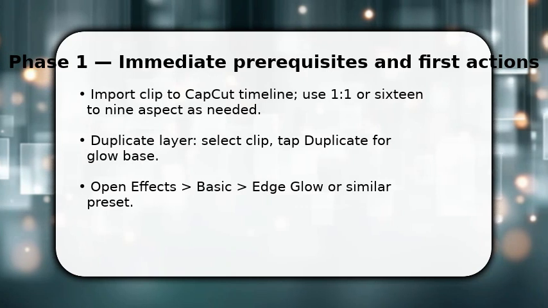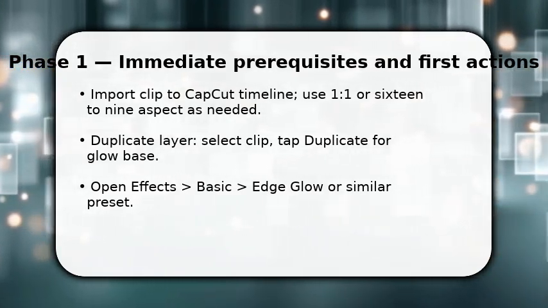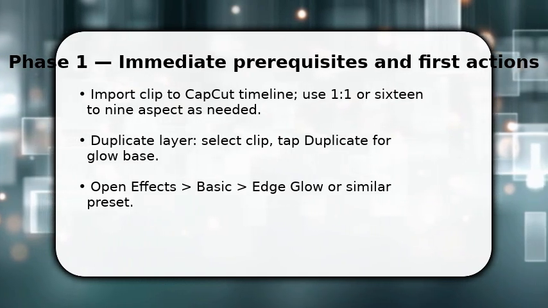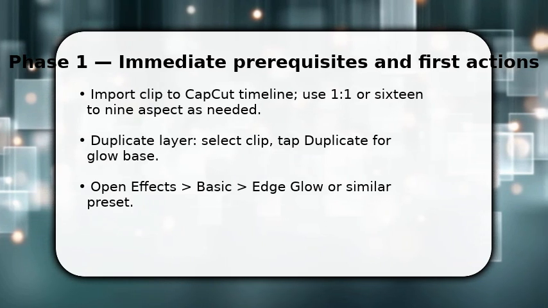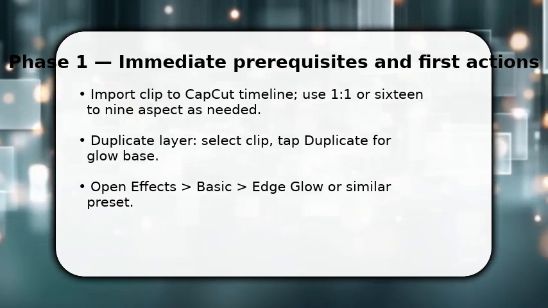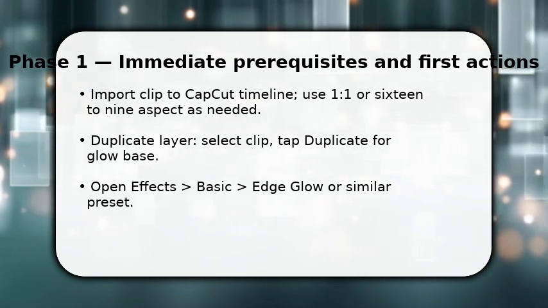You begin by importing your clip and duplicating the layer. This creates a glow base that you can control separately. Once duplicated, open Effects and choose the Edge Glow preset so you have a ready starting point. Make sure the duplicate sits above the original because layer order determines blend behavior.